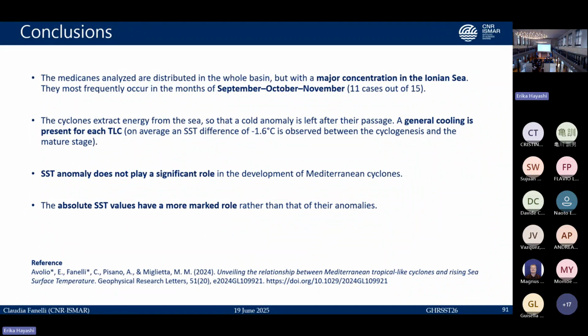So if you're interested to know something a little bit more about this, we have published this in Geophysical Research Letters, and I'm happy to answer all of your questions now.